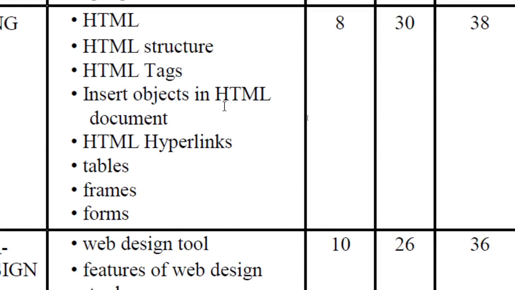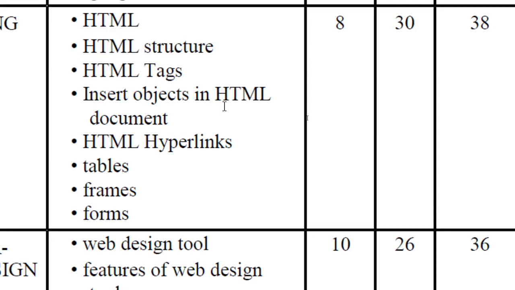When you talk about objects, we shall be inserting video, we shall be inserting audio and photos. Then we shall also be inserting hyperlinks. That is, for the hyperlinks, we shall have the web page hyperlink, email hyperlink, URL hyperlink. Then we shall also do the tables, frames, and forms.